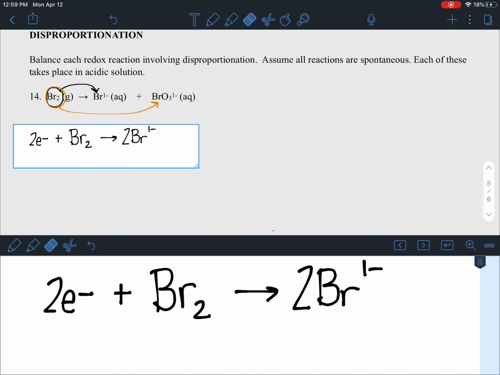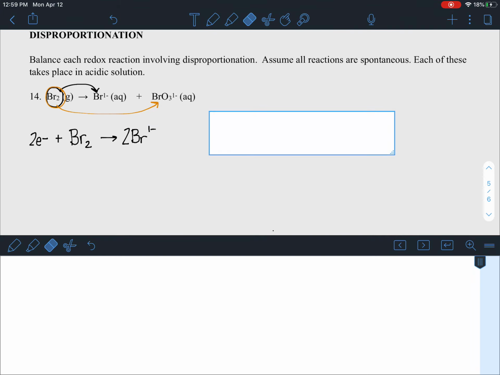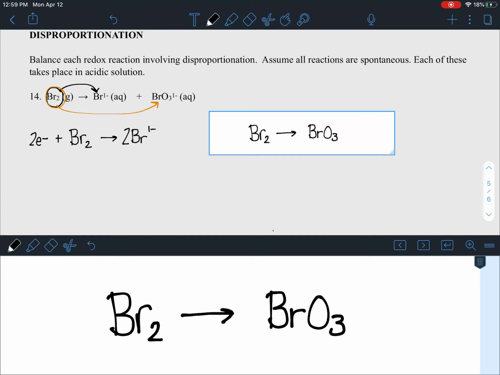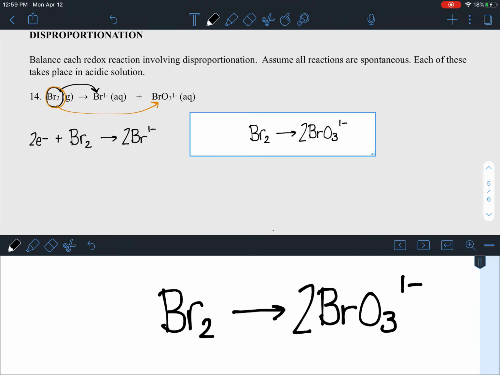So my second equation, I'm going to go ahead and write out Br2 again. And now I'm going to look at the BrO3 1 minus. Similar to what we had to do before, because there are 2 bromines there and only 1 here, we are going to have to put a 2 in front of the BrO3, which now gives us a total of 2 times 3, 6 oxygens on that side. This is something we didn't have in the previous example. So we'll have to go ahead and put in 6 waters.